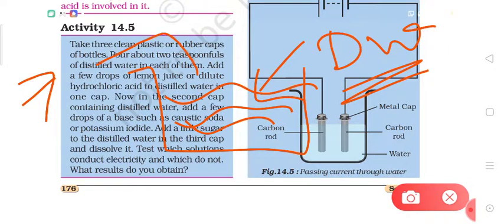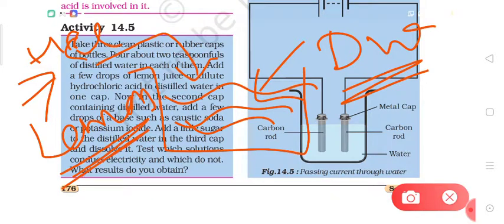So we will dissolve a certain acid, for example a little amount of HCl or a little amount of lemon juice. We know that lemon juice has acids in it, right? So we will add a little lemon juice or hydrochloric acid into the distilled water, and we will test again, and we will find that the distilled water becomes a very good conductor. We can say that acids make water a very good conductor.